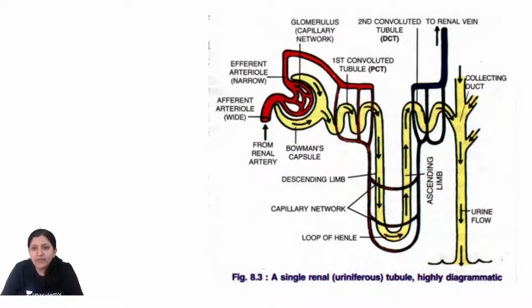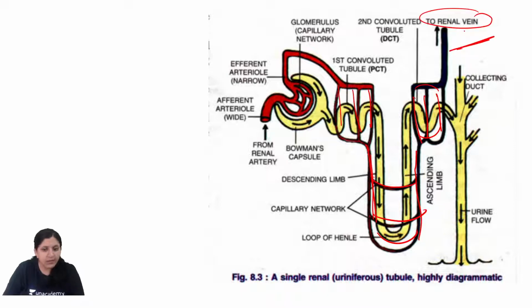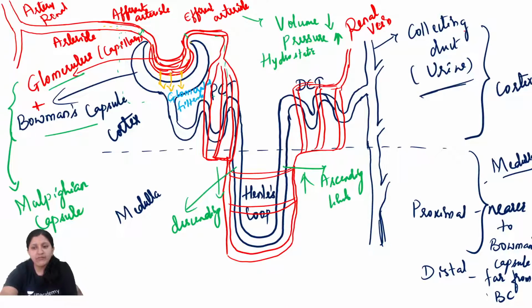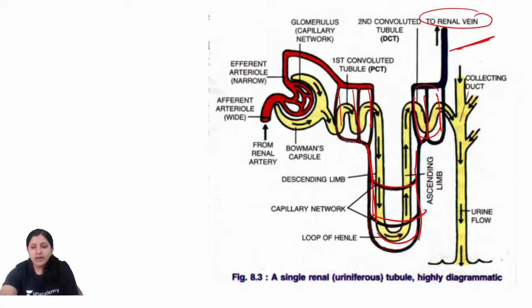This efferent arteriole will further divide and form a capillary, again divide and form a capillary, again divide and form a capillary, and then later it joins the renal vein. The same structure I have drawn here. So that is the structure with respect to the nephron and then the capillary network.